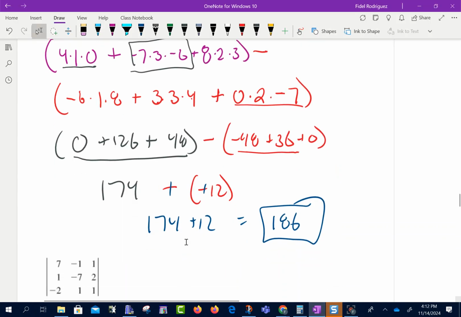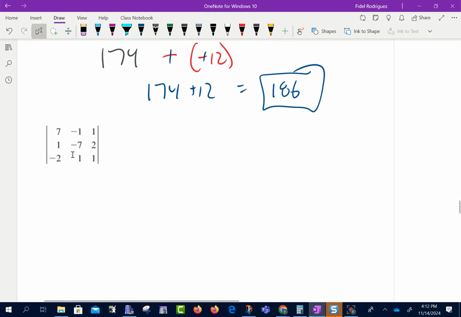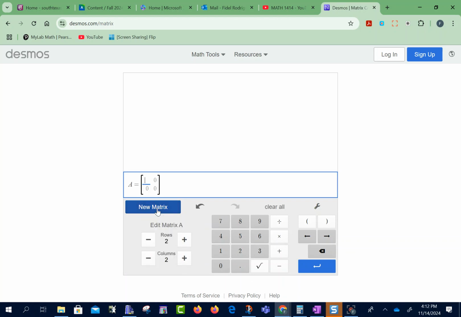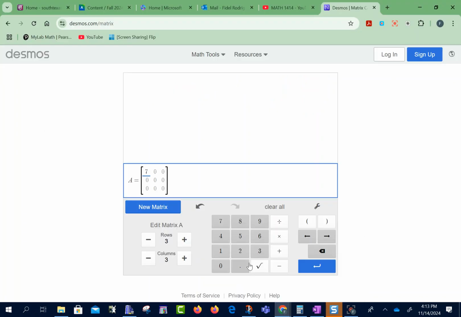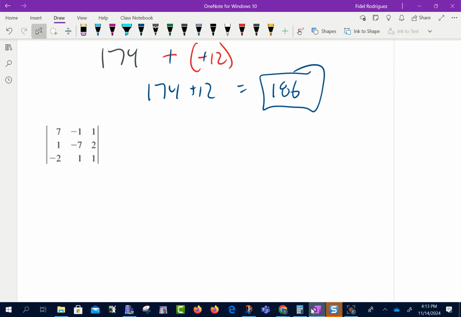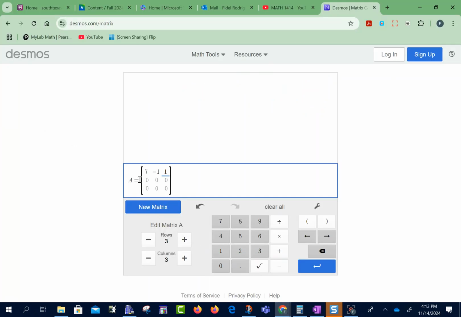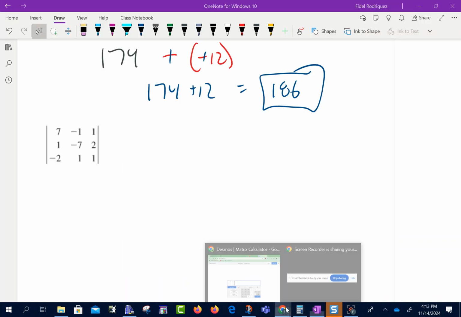Okay, so let me show you what we're going to do now, y'all. We're going to find the determinant of this matrix using the Desmos matrix calculator. So y'all, I'm going to come back over here. We have a new matrix, okay? We have 3 rows and we have 3 columns. Y'all, what I'm going to do is I'm going to enter my numbers in. 7, -1, and 1. So right here, I'll say 7, boom, -1, and 1. And if I go to my next row, it's 1, -7, and 2. And then if I come back one more time, -2, 1, and 1.